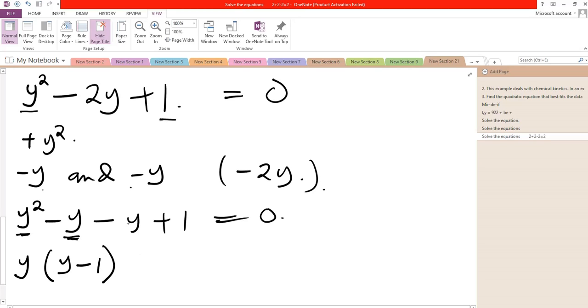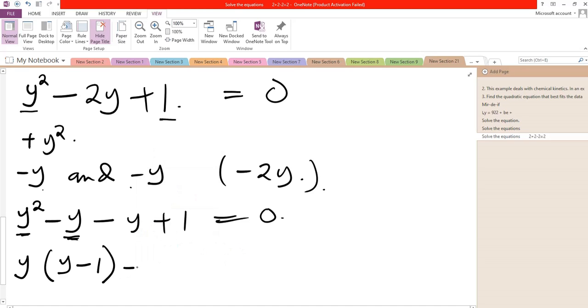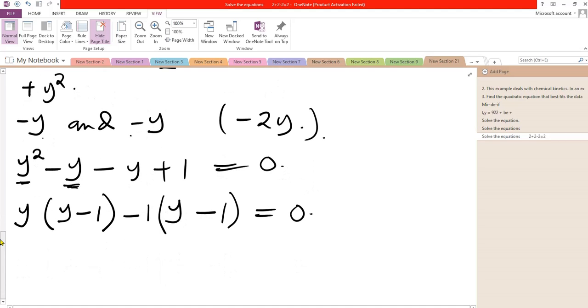Now what is the common term between minus y and plus 1? So you have minus 1 as a common term. Minus y divided by minus 1, you have y. Plus 1 divided by minus 1, you have minus 1 equal to 0. Now what is the common term here? The common term is y minus 1 for these two terms.